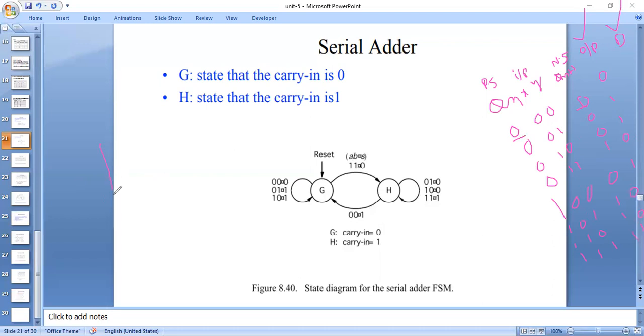So to write the expression for the output, what inputs do we have? The present state, along with that present state we have the inputs. We have 2 inputs and we have 1 present state, so totally we have 3. So you have to draw the 3 variable K-map and you are going to write the expression for output.